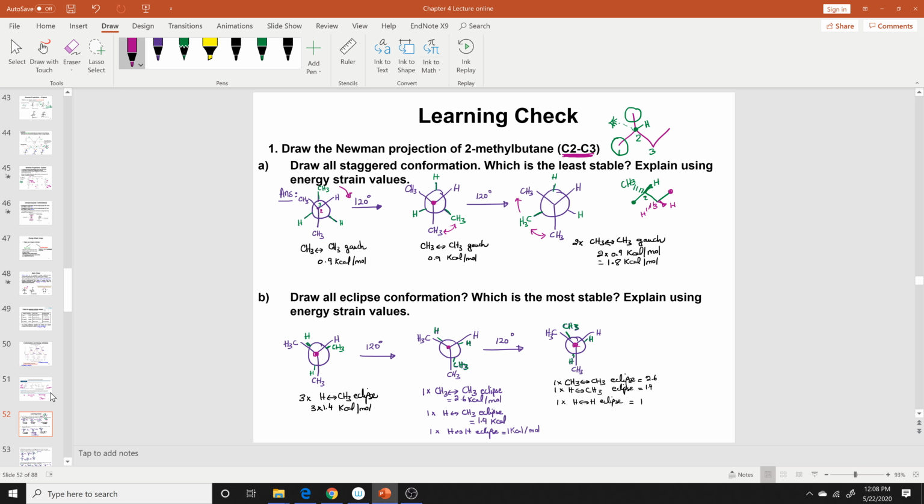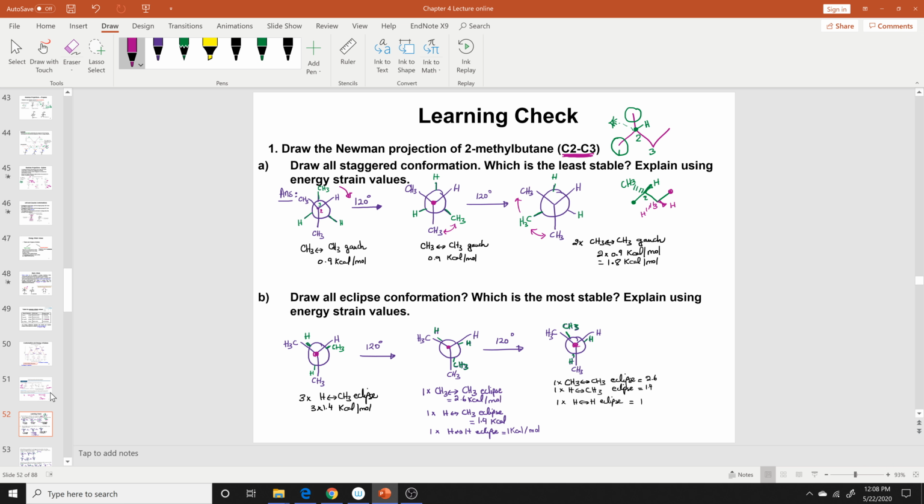So rotating 60 brings us from this stagger to this eclipse, and then rotating another 120 is going to make this CH3 here. So you're going to end up having, see that fully eclipsed over there? This is going to be fully eclipsed, very, very high in energy, because you have these types of interactions. You have the hydrogen-hydrogen eclipse. This is the torsional strain, which corresponds to 1 kilocalorie. The hydrogen-CH3 corresponds to 1.4 kilocalories. And then you have the CH3 eclipse.